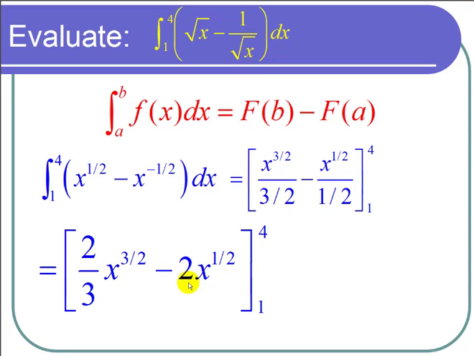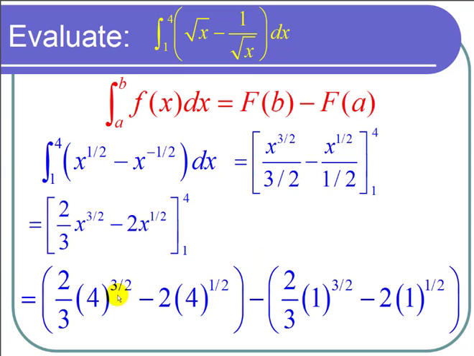The next step is to plug in. We want F of b minus F of a. That means I'm plugging in 4 and then subtracting what I get when I plug in 1. So I plugged in 4 and I plugged in 1.